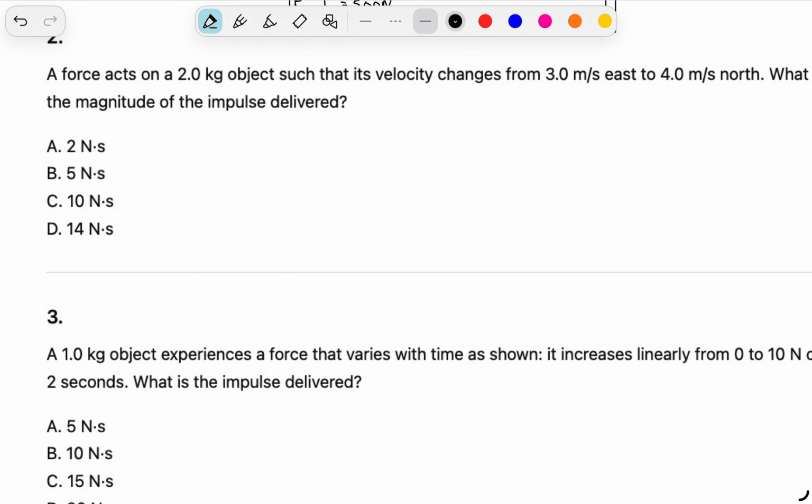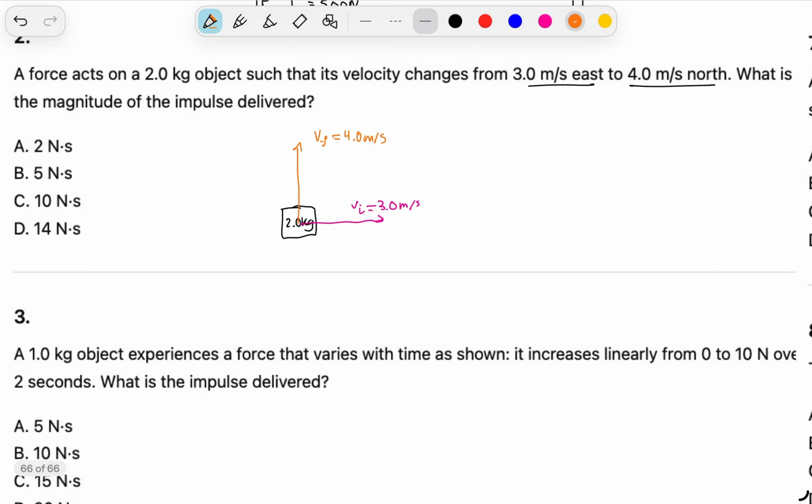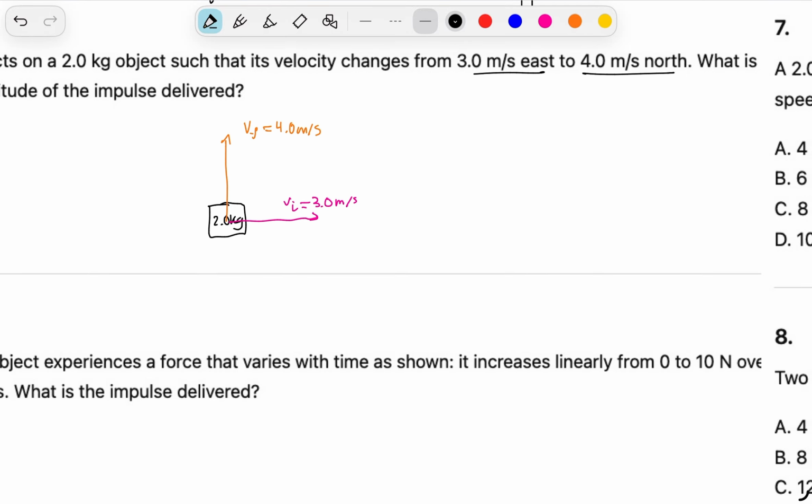A force acts on a 2.0 kilogram object such that its velocity changes from 3.0 meters per second east to 4.0 meters per second north. So our 2.0 kilogram object is here. Initially, we were going 3 meters per second east. Then we are going 4.0 meters per second north. What is the magnitude of the impulse that was delivered to make this change?